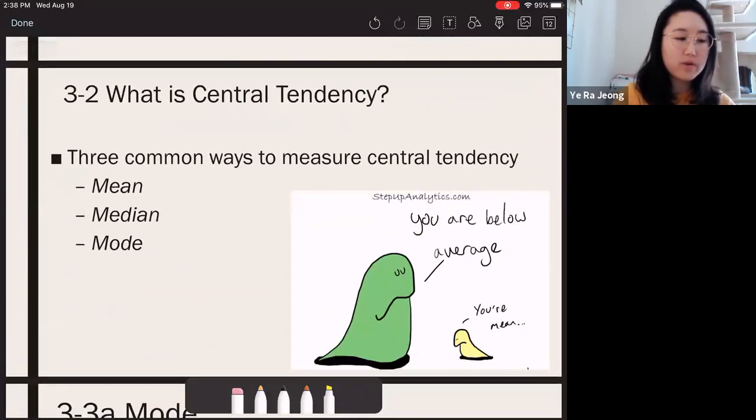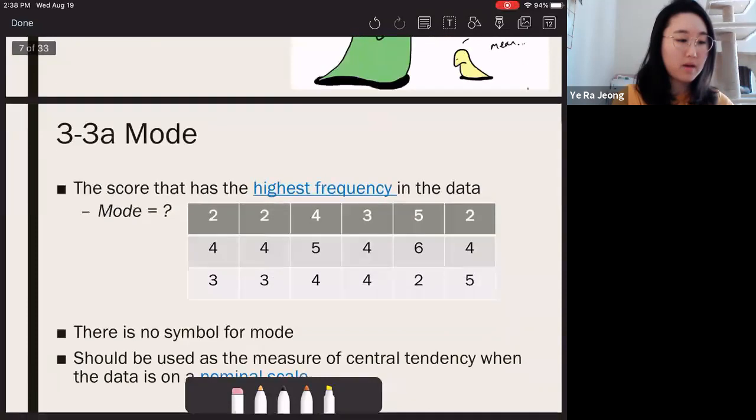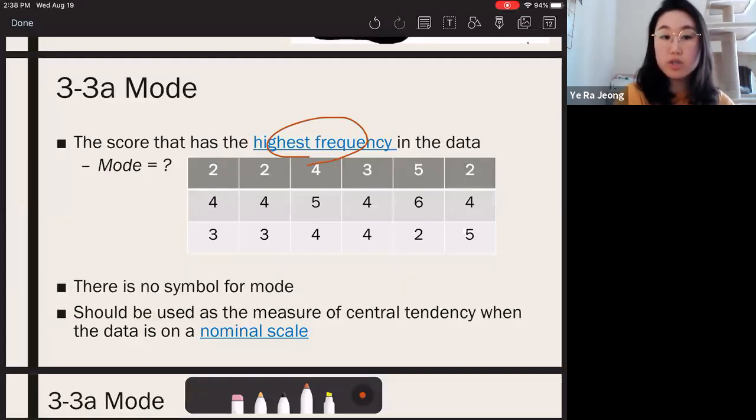And we're going to be covering three types of central tendency: mean, median, and mode. And I'm sure this is going to be a quick review of the concepts that you've already learned or you're already familiar with. The first thing is mode. Mode is the score that has the highest frequency in the data. So it's the most frequently occurring score.